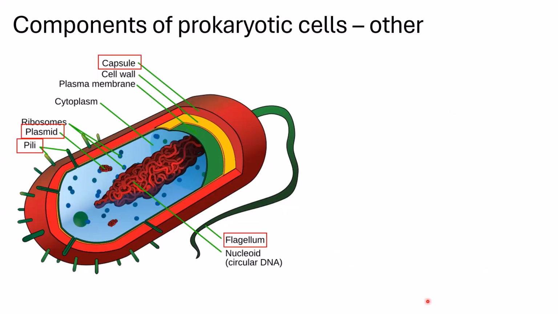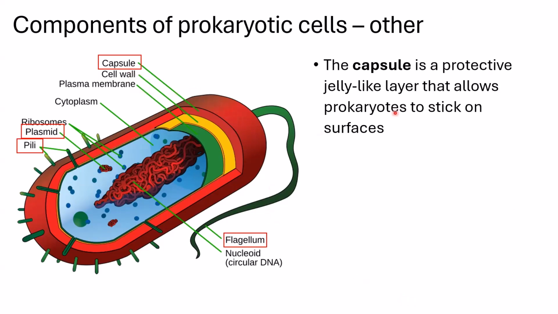There are a few more components that are found on most prokaryotes. One is the capsule. The capsule is a protective jelly-like layer found on the very outside of the prokaryote, and is depicted here as a red outer layer. In addition to protecting the prokaryote, it also helps it with sticking to surfaces.